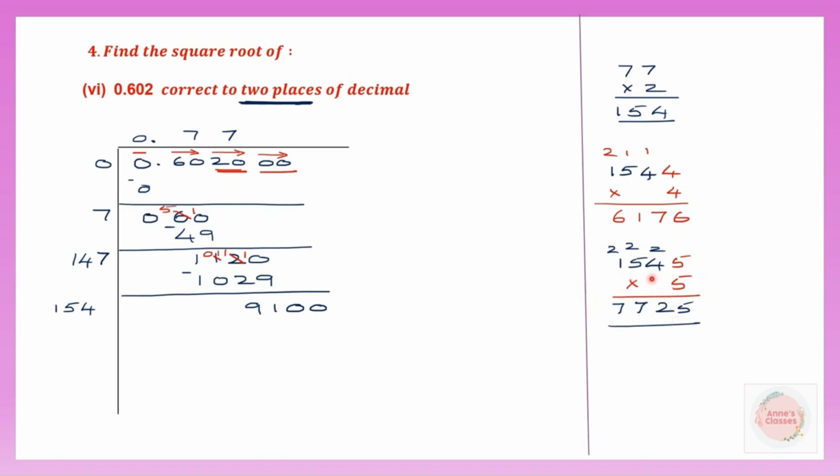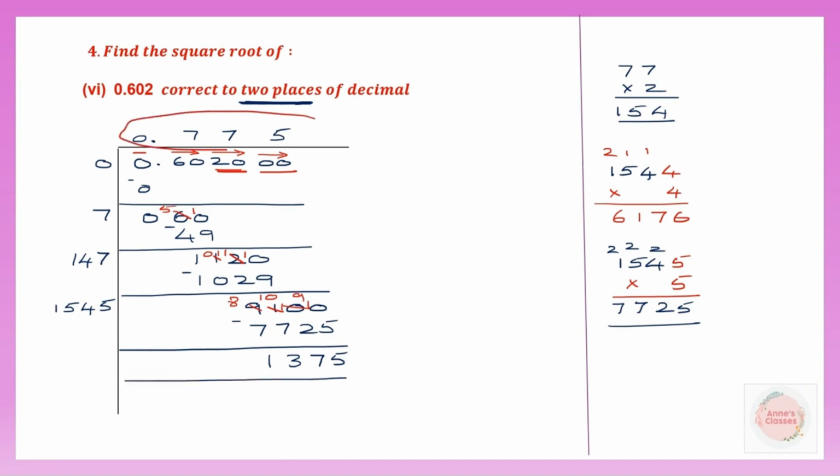That means next to 154, I can put 5. So let me put 5 and into 5. That means 1545 into 5 is 7725. So let's write that. 7725. Now we have to minus this. So borrow from here 0, 10, borrow again 9, 10. 10 minus 5 is 5. 9 minus 2 is 7. Now here I need to borrow again 8 here and 10 here. 10 minus 7 is 3. 8 minus 7 is 1. 1375.